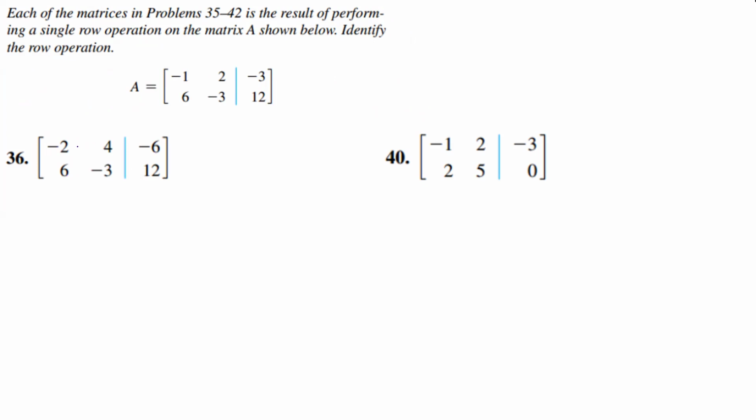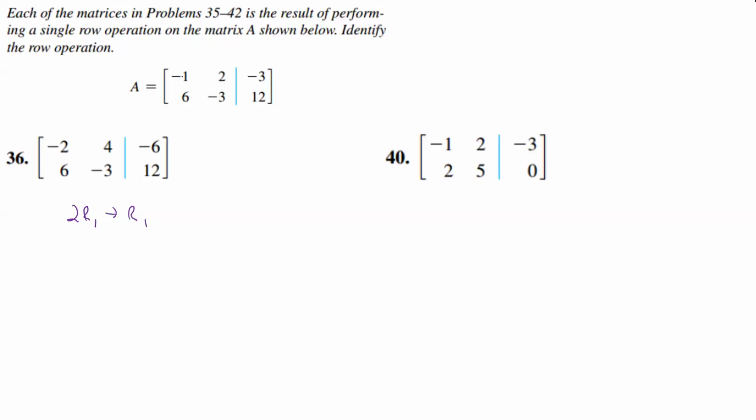And it looks like all we did here to go from a -1 to a -2 is we multiplied by 2. So we're just really taking 2 times row 1, and that's going to be our new row 1. And that's all we've done, because if we take 2 times 2, we get 4. 2 times -3, we get a -6.